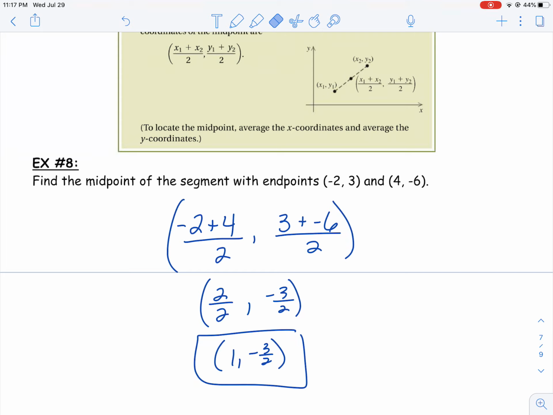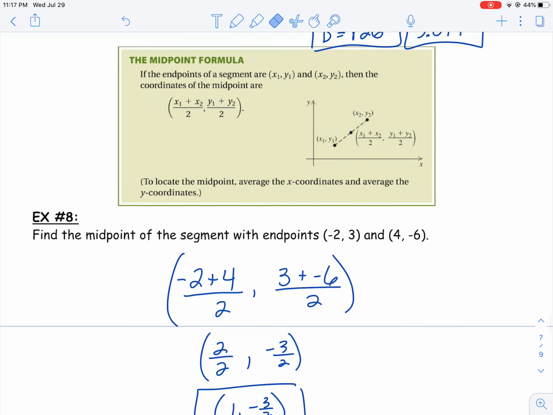Make sure you know all of those different formulas: distance, midpoint, your special right triangles, and the Pythagorean theorem, so that you can apply them in all different types of problems.